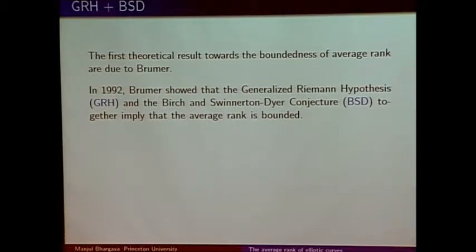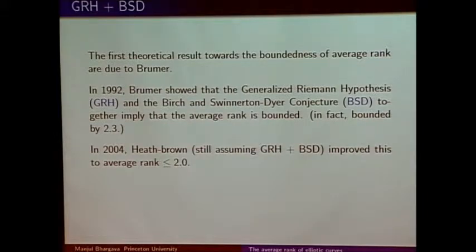Okay, but people believe these conjectures, all three of those things, and so this made people believe that the average rank should be bounded. And in fact, you got an explicit bound of 2.3, so the average rank is bounded by 2.3 if you assume these conjectures.